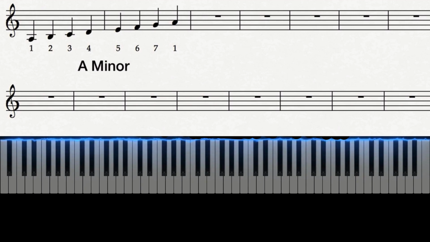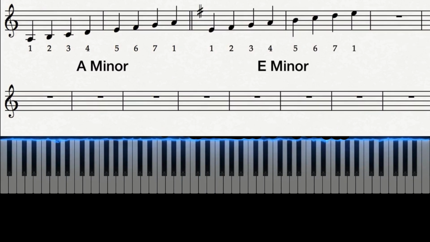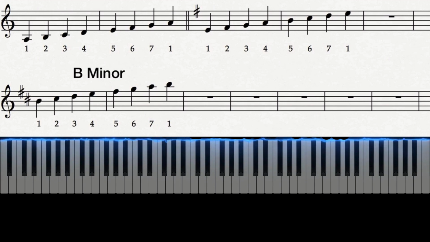The same thing can be done with the minor scales. And this time we start on A minor, because A minor has no sharps and no flats. So to find out which minor key has 1 sharp, we count up a fifth, or 5 notes up from A, which is A, B, C, D, E. E minor has 1 sharp. And then, B minor has 2 sharps, because that's a fifth up from E.